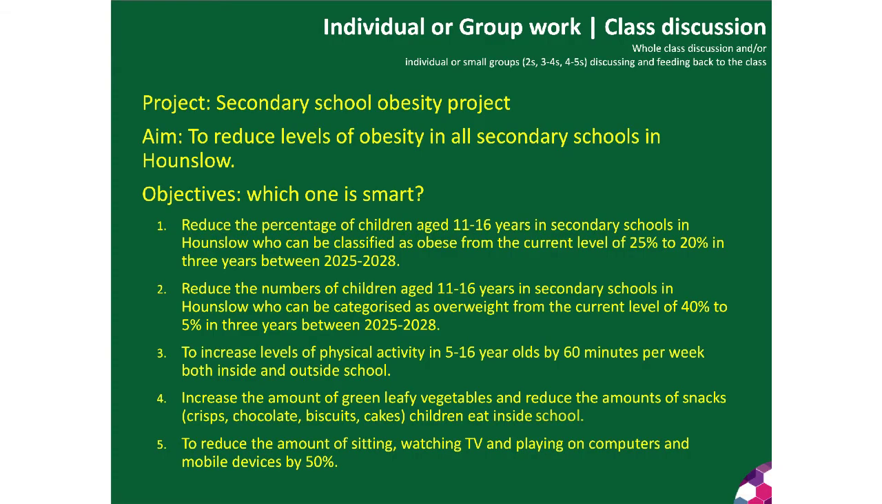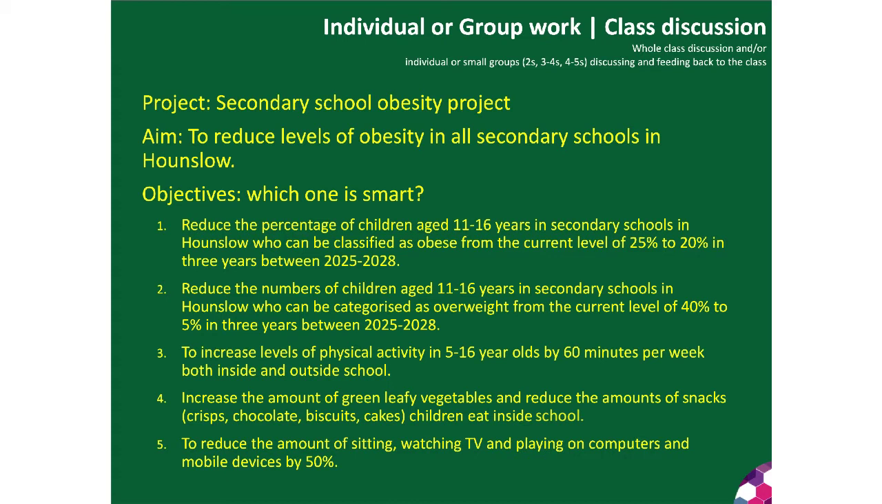So here's an example of an aim and some objectives, and let's have a look at what we think might be a SMART objective. The project is a secondary school obesity reduction project. Our aim is to reduce levels of obesity in all secondary schools in Hounslow. Our objectives are: reduce the percentage of children aged 11 to 16 years in secondary schools in Hounslow who can be classified as obese from the current level of 25% to 20% in 3 years, between 2025 and 2028.